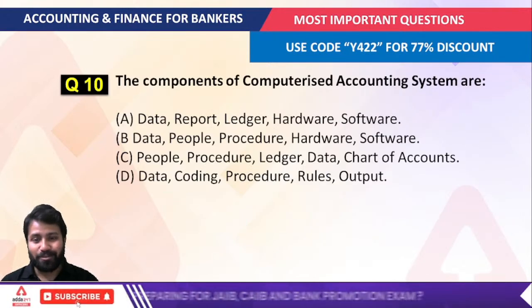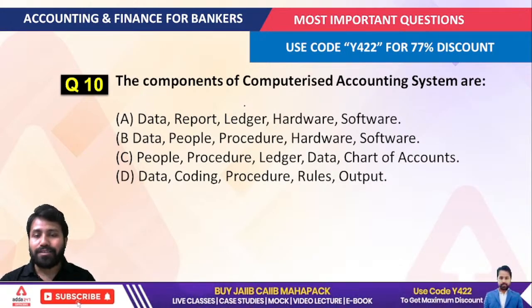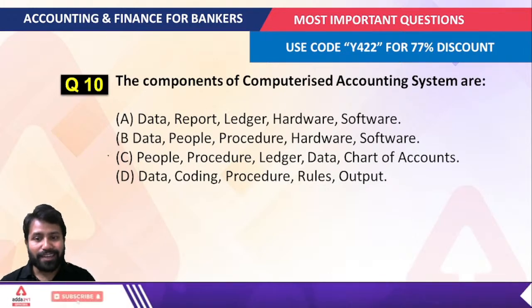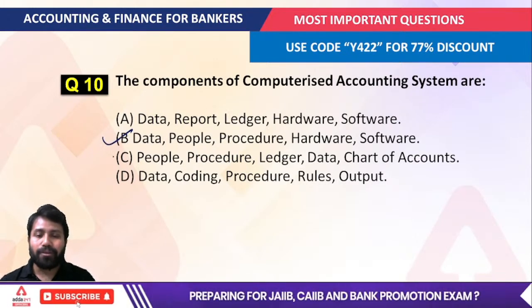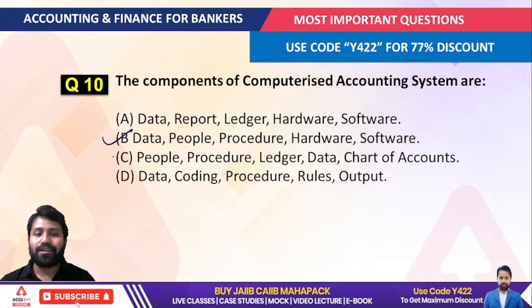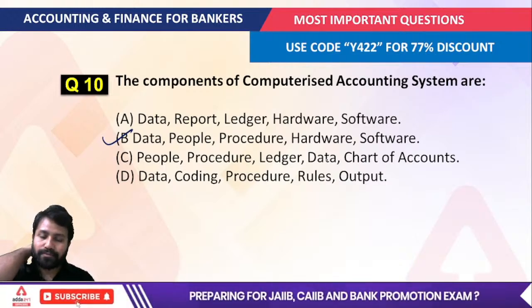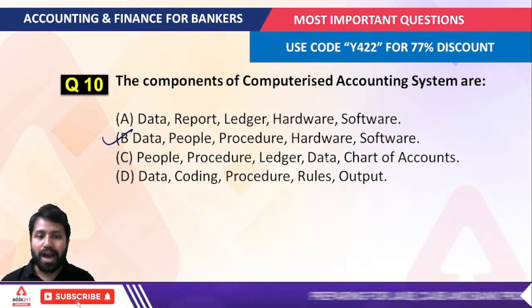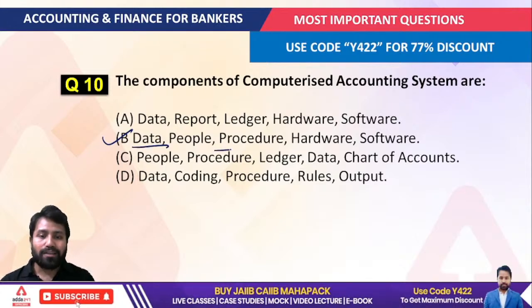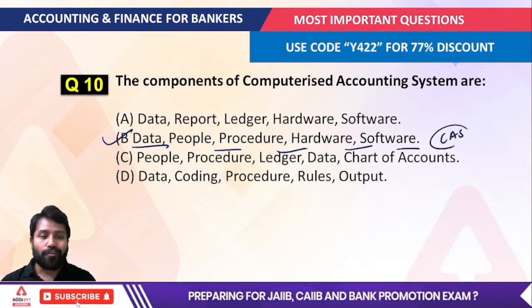Okay, next question. The components of the computerized accounting system are what? What would be the correct answer? The correct answer is data, people, procedure, hardware, software. That is the correct answer for this. Data, people, procedure, hardware, software are all the components of the computerized accounting system.